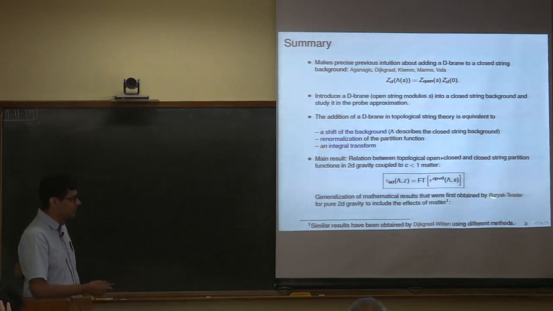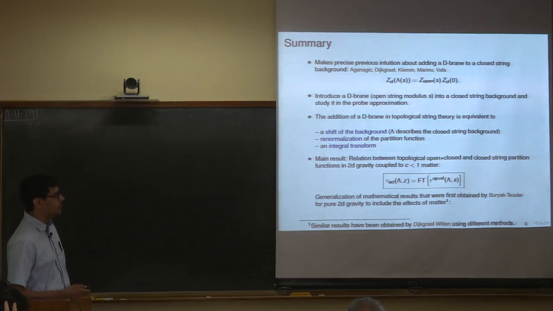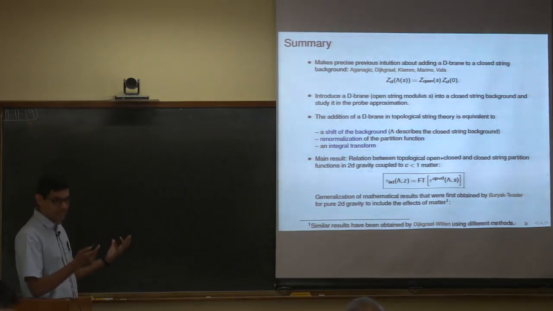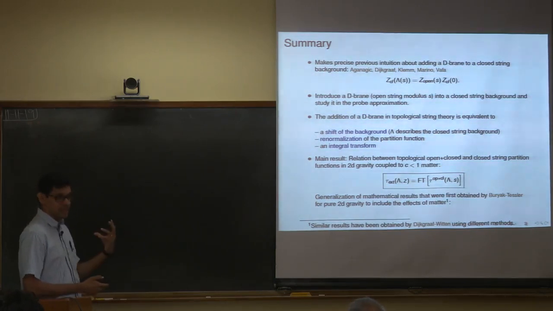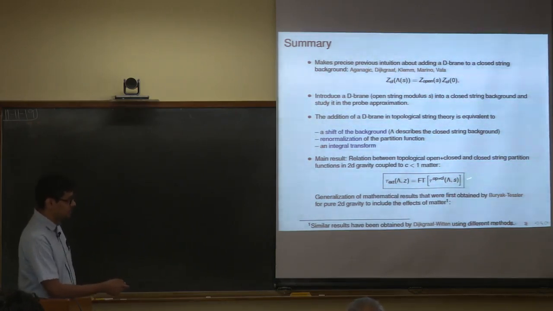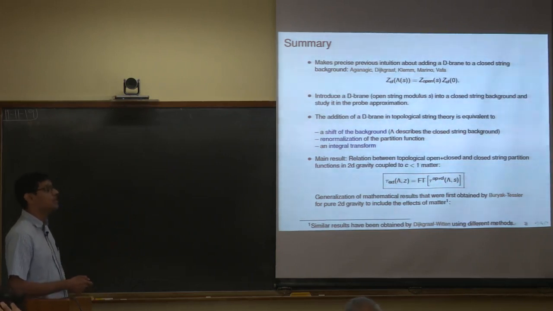So we're not the first people to do this. This was first obtained by a couple of mathematicians for pure gravity in this form. So let me go back a minute. We're considering topological gravity. 2D gravity is the same as topological gravity in D equals 2. We couple it with some C less than 1 matter, so the entire thing is still topological. And we have some closed string partition function to start with. I introduce a D-brane, so on the right I have an open plus closed partition function. Lambda is some closed string background and S is some open string modulus. And the statement is that it's related by some integral transform. I'll explain what the FT is, some generalized Fourier transform, to some purely closed string partition function.